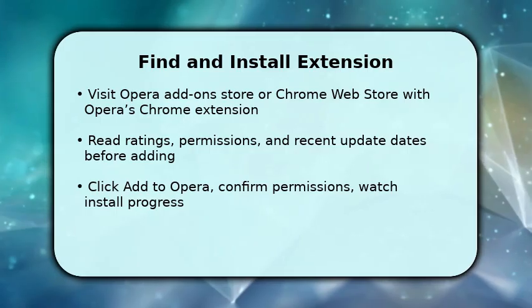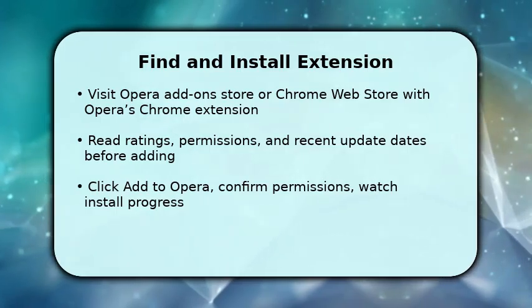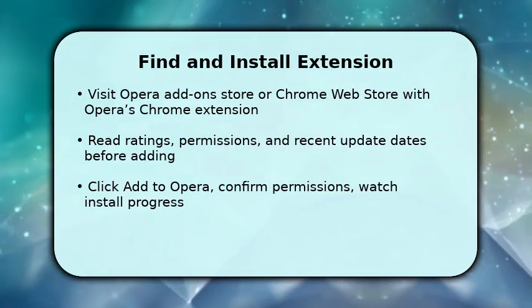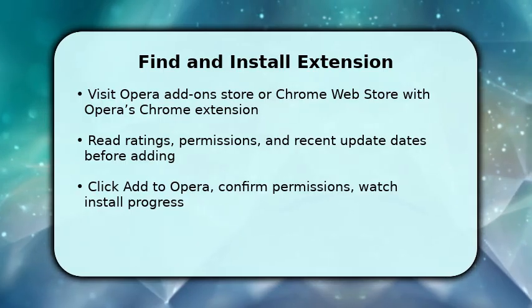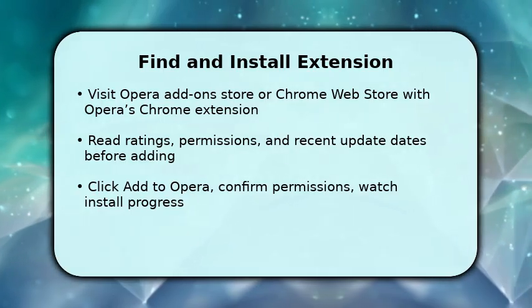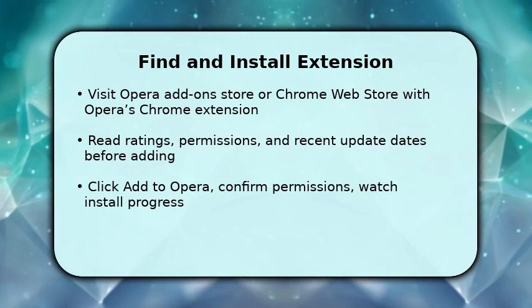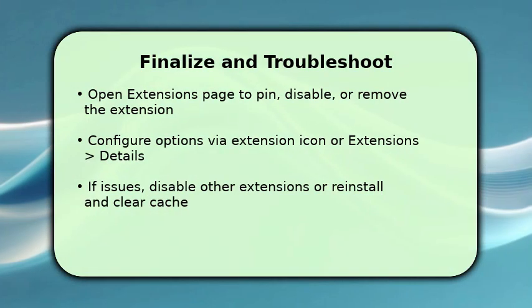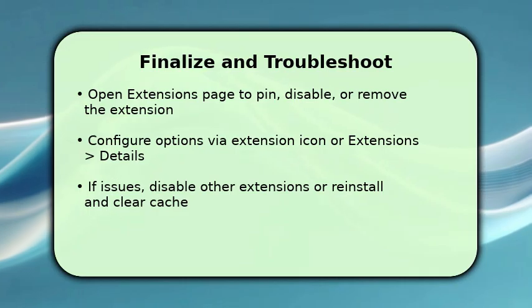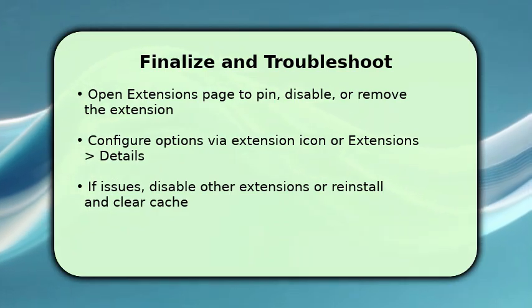Click Add to Opera, confirm the permission dialog, and watch the short install progress. If it needs extra setup, follow the extension's onboarding prompts to configure basic preferences. You finish by managing the new extension on the Extensions page. Pin it for quick access, adjust options, or remove it if unwanted.